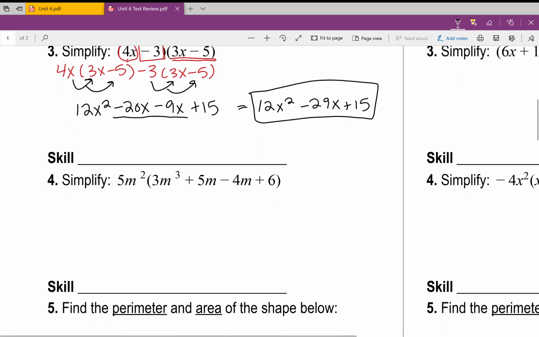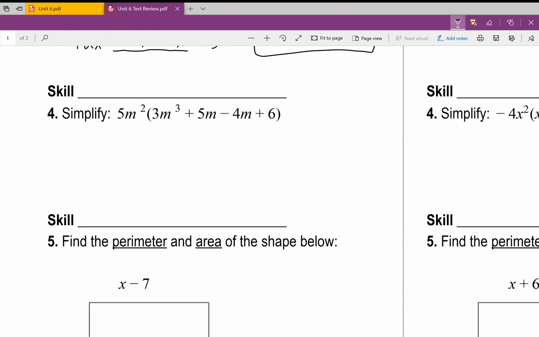Okay, looking at number 4, this is just a simple distribution problem. So that's the skill, distribution. So we're going to distribute that 5m squared into everything inside the parentheses. So 5m squared times 3m cubed is 15m to the 5th. We multiply the coefficients and we add the exponents. 5m squared times 5m is 25m to the 3rd.